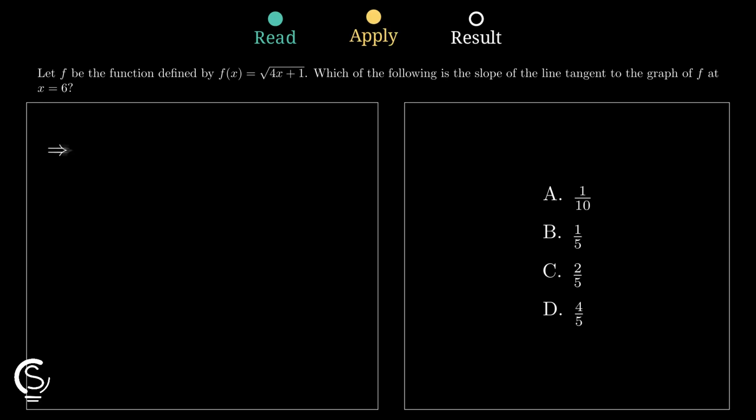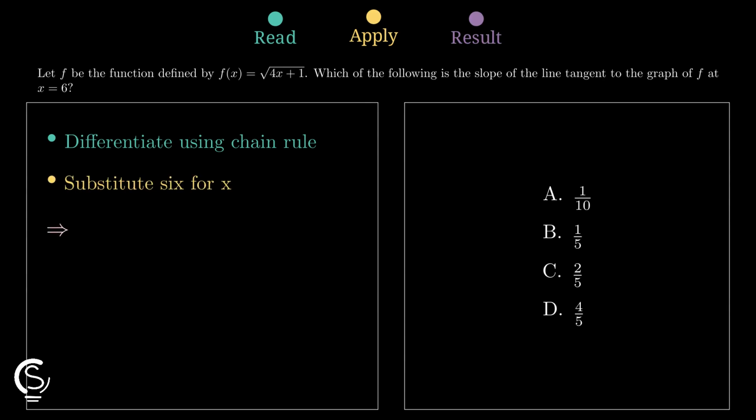Now we just substitute 6 for x into our derivative formula. This gives us 4 times 6 plus 1 under the radical, which simplifies down to the square root of 25. The square root of 25 is 5, so our final slope is 2 over 5. Option C is correct. You nailed this calculus problem.